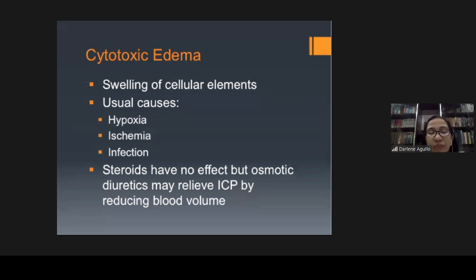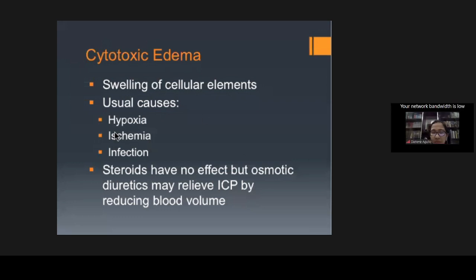So upon neuroimaging, yung kanina, di ba, vasogenic edema, mainly white matter. With cytotoxic edema, both gray and white matter. So on neuroimaging, indistinct na nakikita. Usual causes are hypoxia, ischemia, infection. So mas common talaga hypoxia, ischemia, mga post-stroke patients or post-HIE patients.